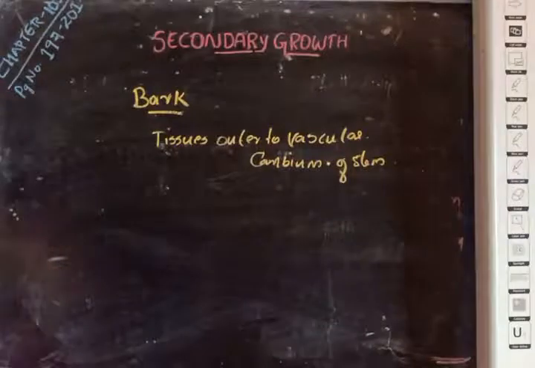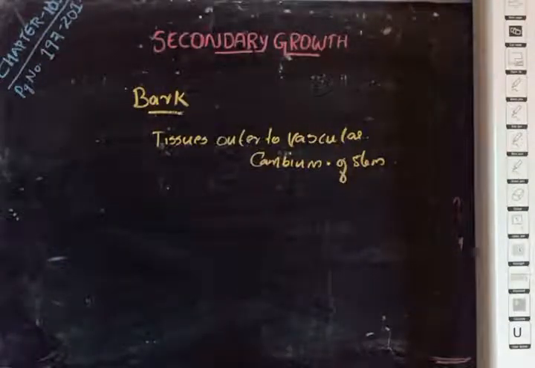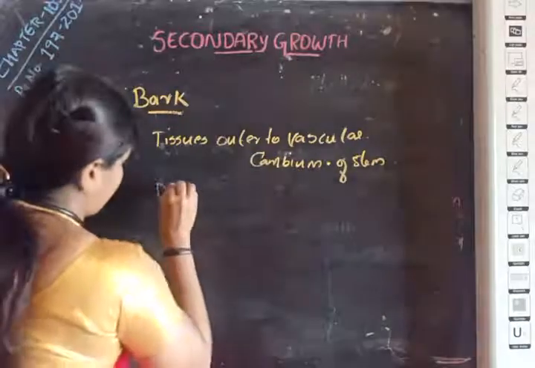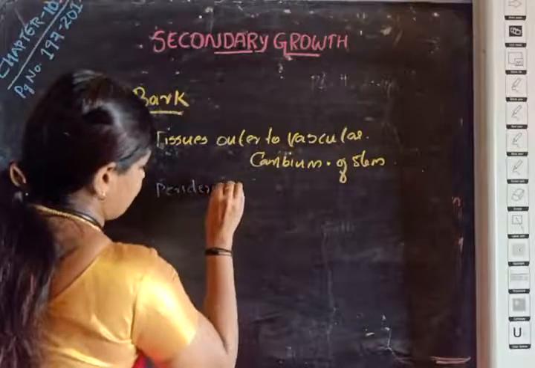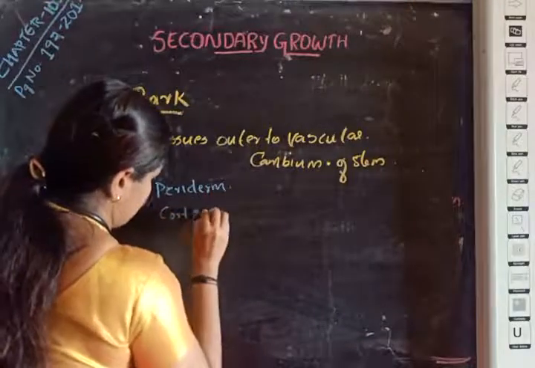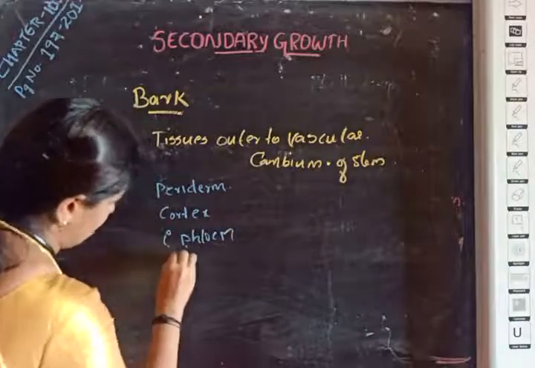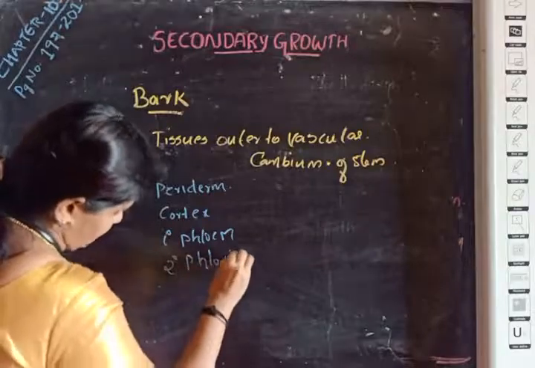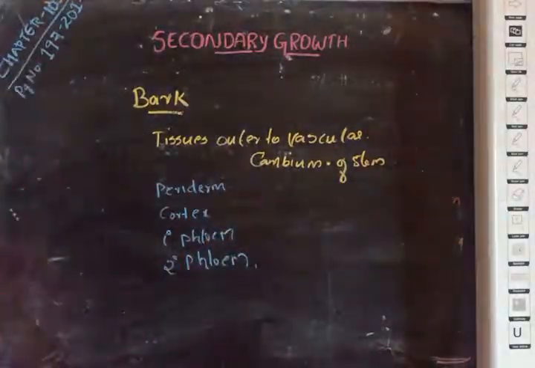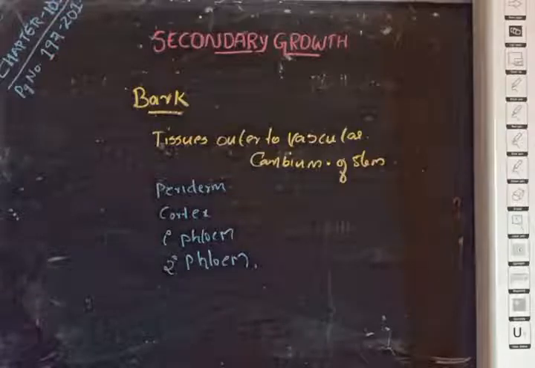So, what are the tissues found outside? First one, epidermis, which is replaced by periderm, cortex, primary phloem and secondary phloem. These are the tissues present outside the vascular cambium of the stem.